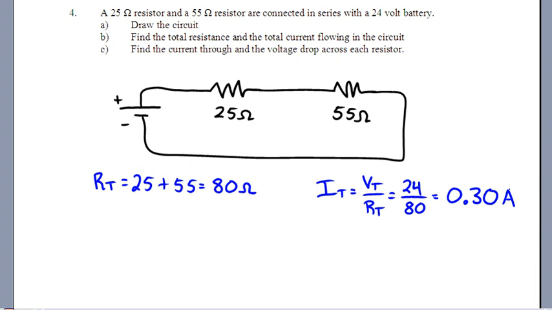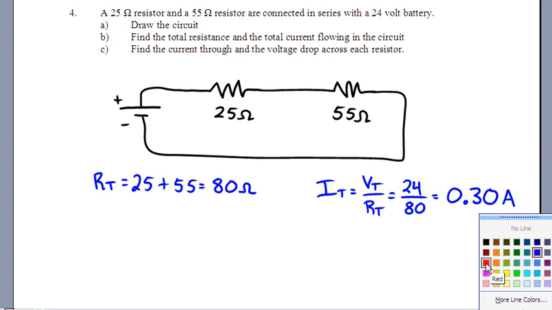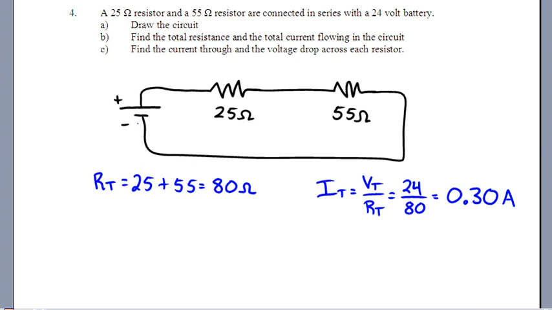Got that current now for the current leaving the battery at 0.3 amps, or if you want, you can call it 300 milliamps. I'm just going to kind of draw this in. That current comes out of the positive end of the battery, goes through these resistors, and goes from the positive end of the battery to the negative, and it's 0.3 amps big. Goes right on through both of those resistors. They both get that value.